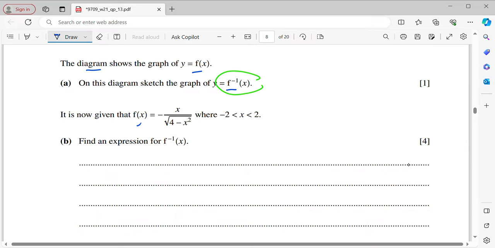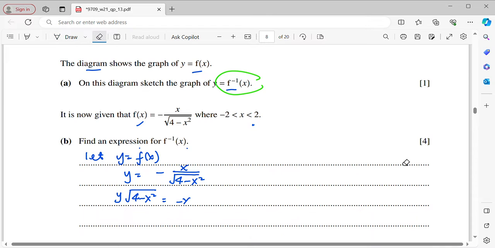Now, it's given that f(x) equals negative x over square root of 4 minus x squared, where x is between minus 2 and 2. Find the expression for f inverse. To get the f inverse, we just let y equal f(x). That means y equals negative x over square root of 4 minus x squared. Now we need to get x as the subject. So the square root moves up: y square root of 4 minus x squared is negative x. After that, to eliminate the square root, we need to square both sides.